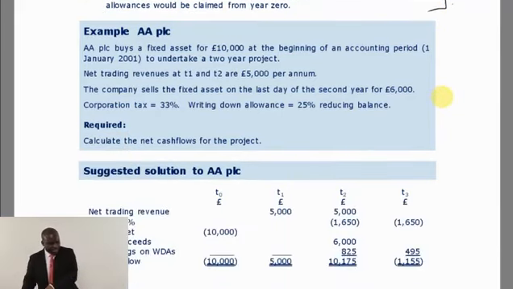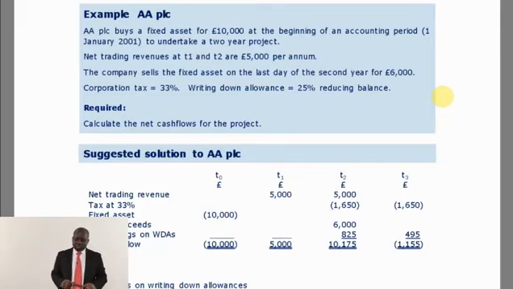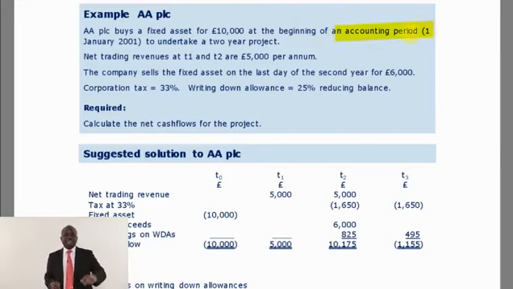Okay, let's take these questions to illustrate. AAPLC buys a fixed asset for $10,000 at the beginning of an accounting period, 1st January, to undertake a 2-year project. So these days, when you are reading the question, you have to be a bit more tactical than at the F9 level. That is the difference, because P4 pushes you closer to reality than F9. Okay, so we are doing the project at the beginning of an accounting period, 1st January, meaning that the account will be prepared at 31st December.